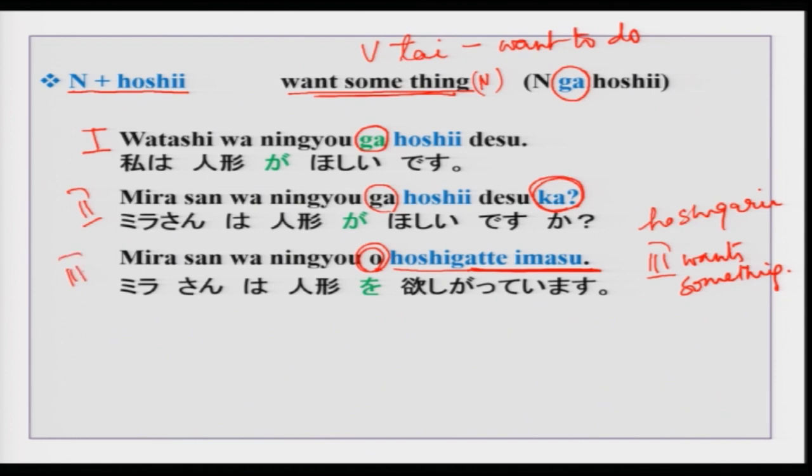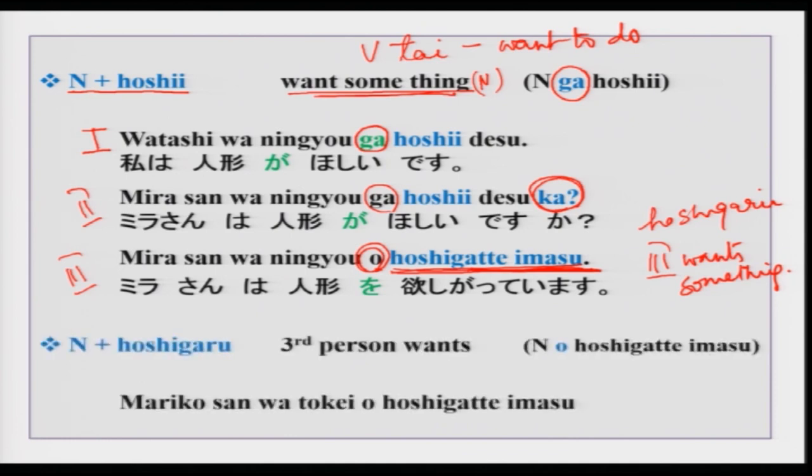So, for third person, if somebody else, probably Tanaka-san, wants something and I know of it, then hoshigatte imasu. Please remember, third person is always hoshigatte imasu. First person is hoshi desu. Second person, you can ask a question, and third person, hoshigatte imasu. You can see over here, third person wants something, noun o hoshigatte imasu. Mariko-san wa tokei o hoshigatte imasu. She wants a tokei, a watch.